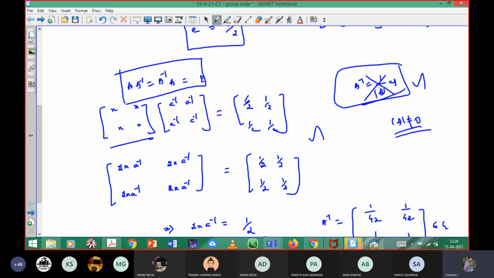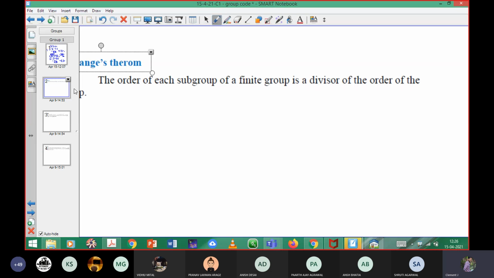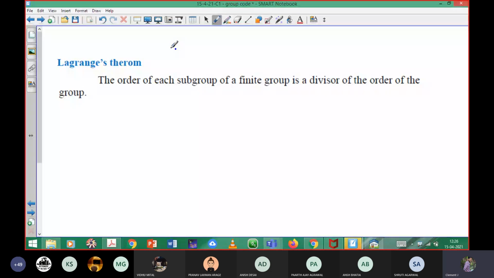Okay, now we can step into our current topic. See here, this is Lagrange's theorem. I've already told you, since we are in virtual mode, no direct theorems will be asked. Okay, state and prove Lagrange's theorem.